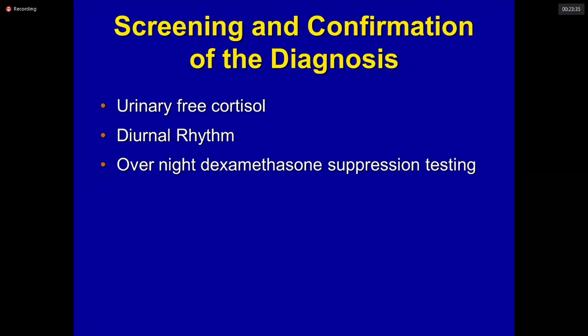So when we lose that circadian rhythm, when the cortisol is persistently elevated day and night, this is one of the methods that we use to confirm the diagnosis of hypercortisolemia, along with establishing that we have a 24-hour urine collection which is high for cortisol.